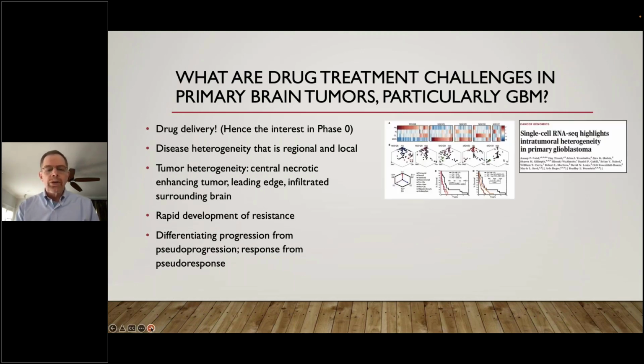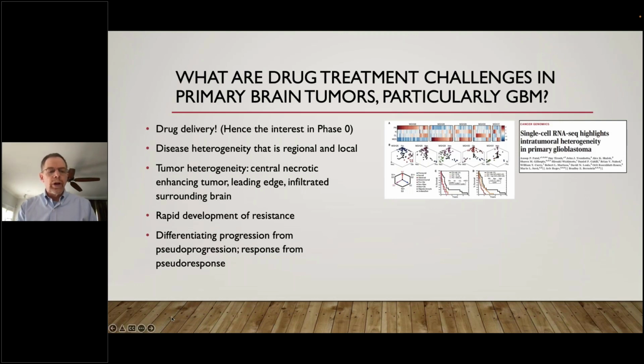Everybody knows about the disease heterogeneity, and we got really one of our best snapshots several years ago, work from Mario Suva and Brad Bernstein looking at single cell RNA sequencing and recognizing that even in a small geographic area, there is quite a lot of diversity of the tumor cells, very important when you think about targeted agents.